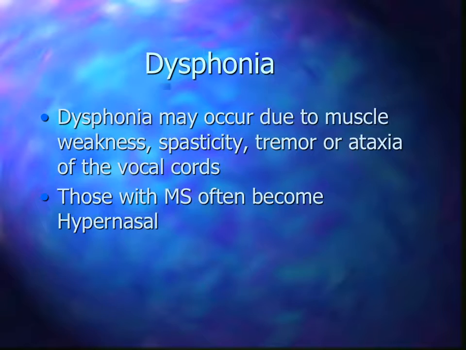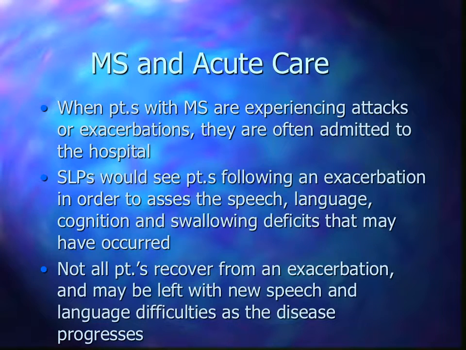Dysphonia, which is very common with those with MS, may occur due to muscle weakness, spasticity, tremor, or ataxia of the vocal cords, and those with MS often become hypernasal. When nerve impulses are firing slower and are not coordinating, your vocal folds may be hitting strangely or not really connecting, creating improper vocalization, and that's how dysphonia occurs.